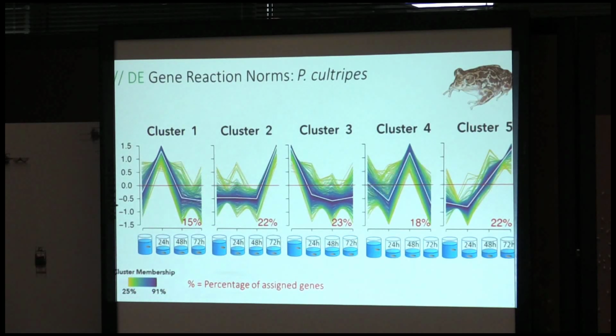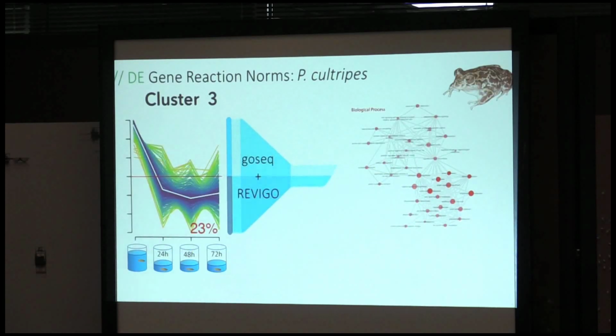So here we found 5 clusters to be a good fit for all of these 1,000-something genes. And you can see that they each show these different responses to pond drying. Cluster 3 was the one which had the most genes assigned to it. And obviously we're biologists. We want to know what this actually means in the real world. And one way we can do that is by assigning GO terms.